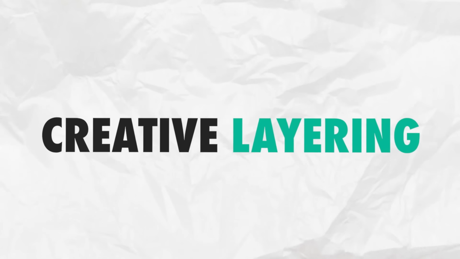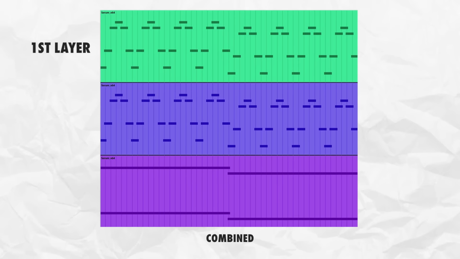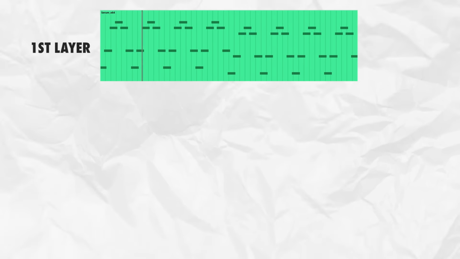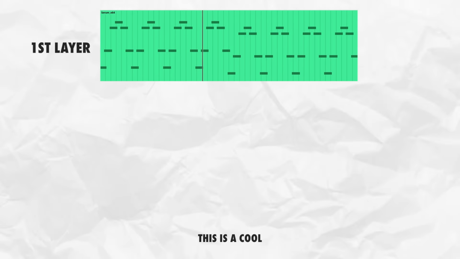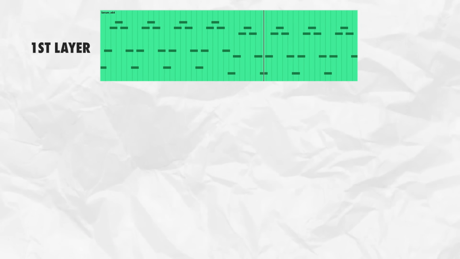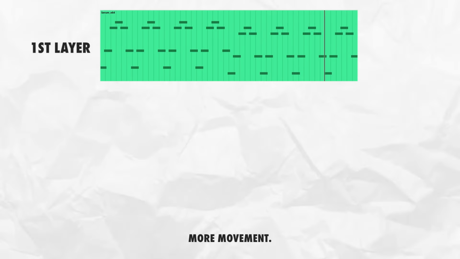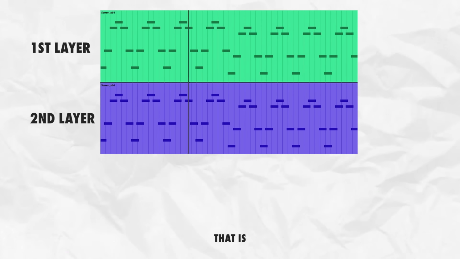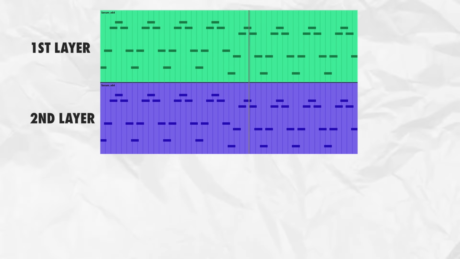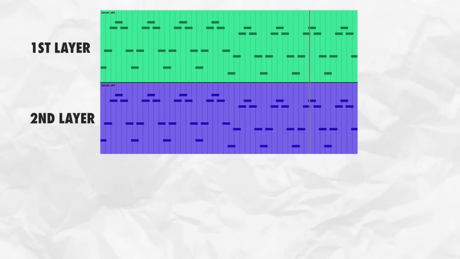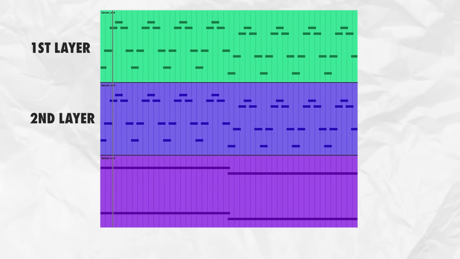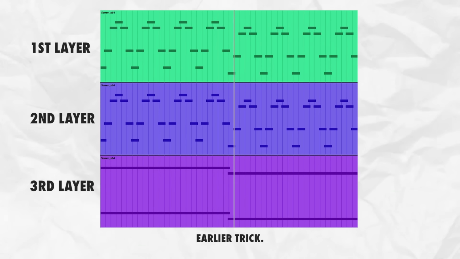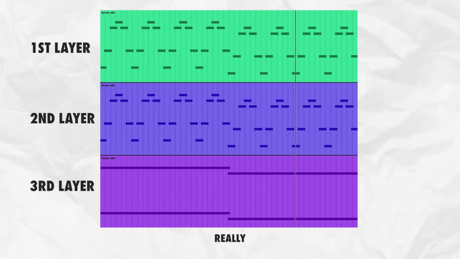22. Creative layering. Static-centered sounds combined with moving layers can make a big difference. This is a cool sound from one of my preset packs. It's nice, but I want more movement. So I'm going to add a second layer that is panning from left to right. Then I'm going to be adding a third layer, which is like a gated pad, using one of my earlier tricks. Now we have something really interesting for the listener.